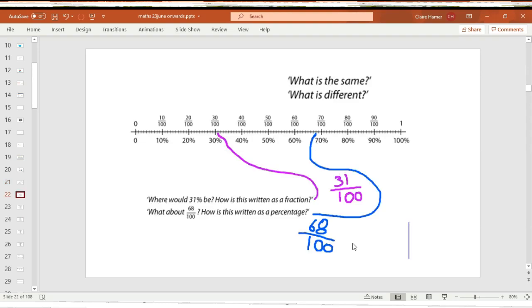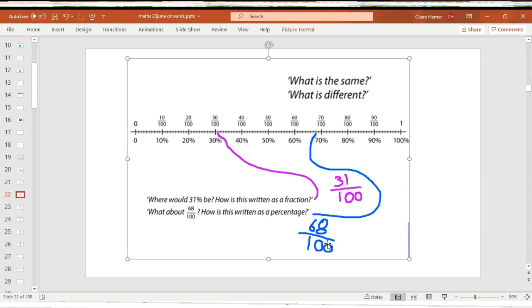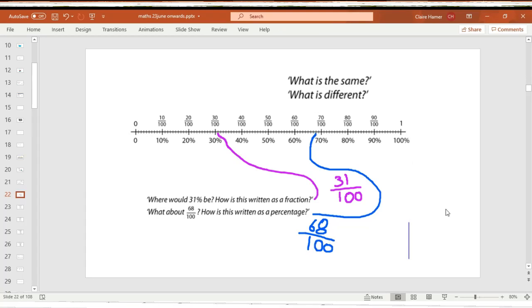Okay, quite a straightforward task because percentages mean parts per hundred. So all I did was go for 1 after the 30, so that's 31%. And 31% looks like this, 31 hundredths, because it's always out of 100. 68 hundredths would be pointing to the 68% mark. And I shouldn't have written down that, I should have written down 68%. Fairly straightforward, okay, so far.